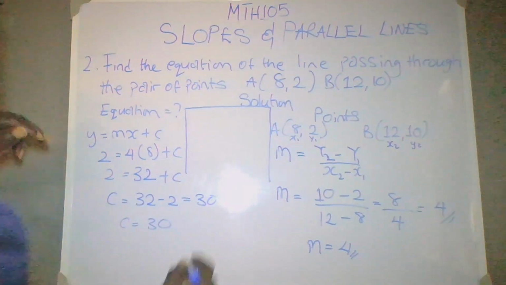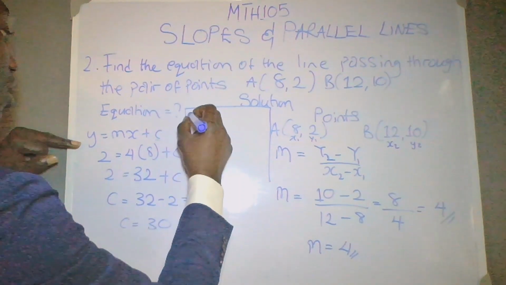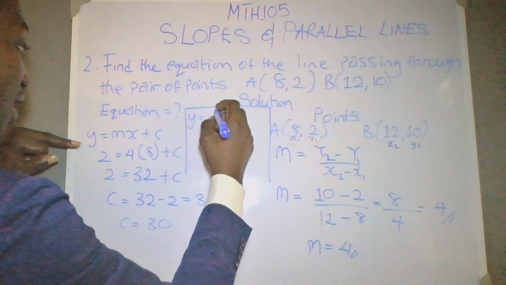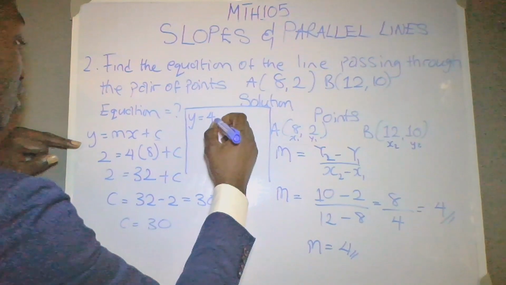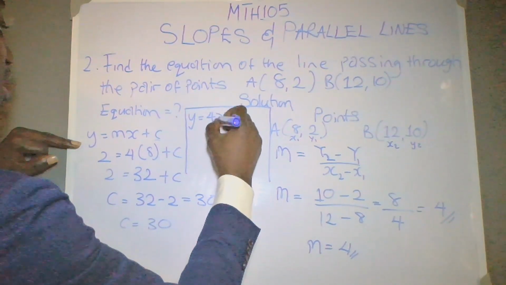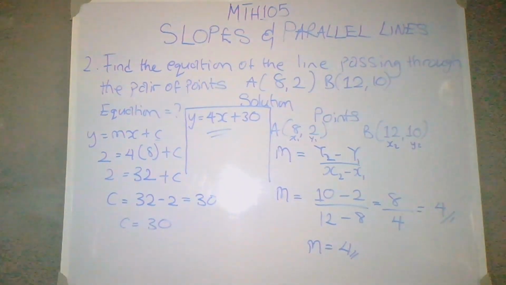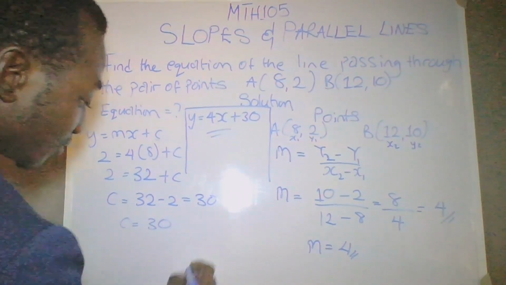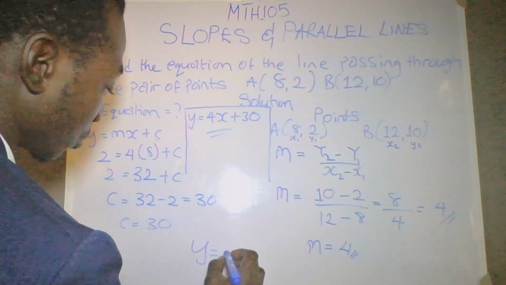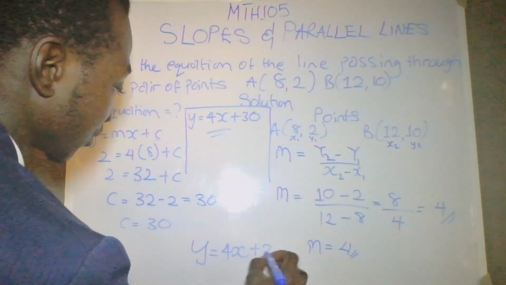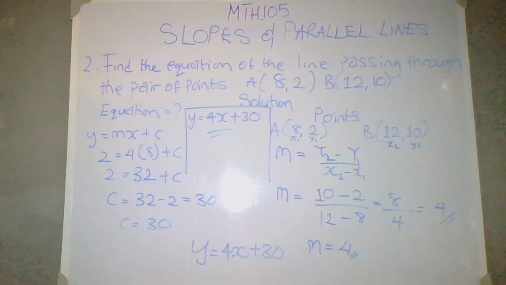So for the equation, we say y equals m, which is 4, x plus c. So as a final answer, I can write here boldly y equals 4x minus 30. So as a final answer, equation example 2, illustration 2 solved. So let's move to the next illustration.